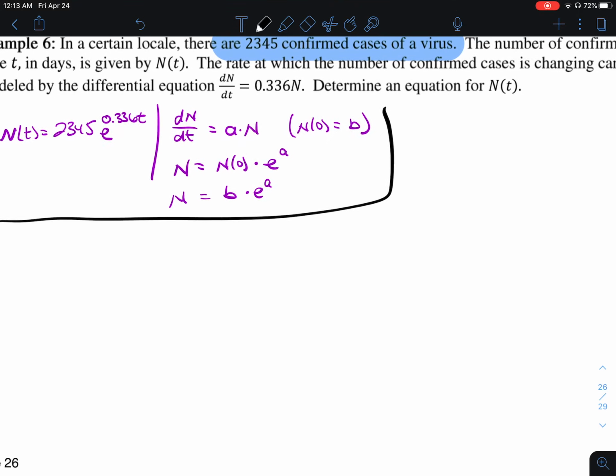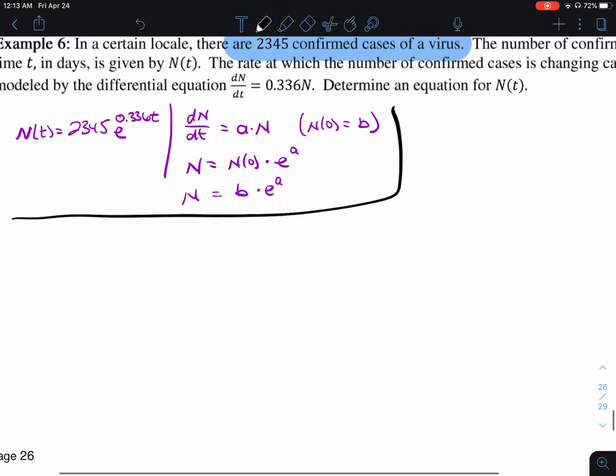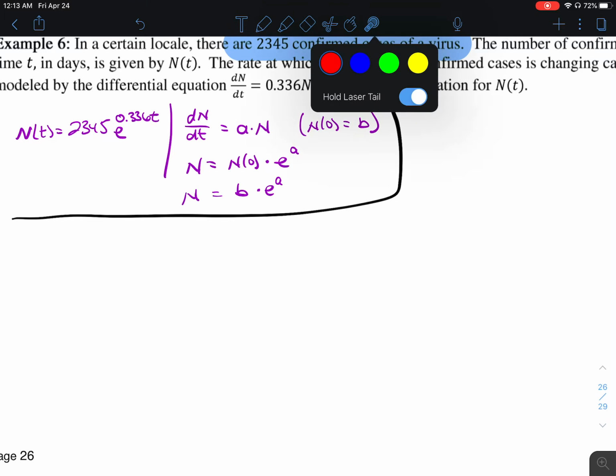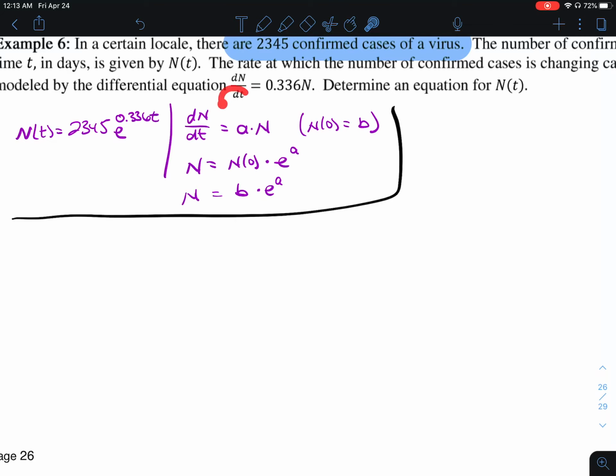Before I realized you were allowed to take these grand shortcuts, we would take this function, we would separate the variables. I'd multiply both sides by dt initially. So I would get the derivative of n is equal to 336 thousandths n dt. Then I would divide both sides by this little fella.